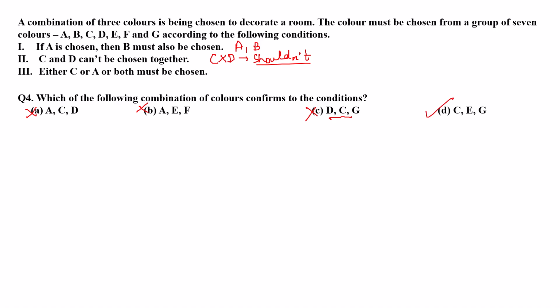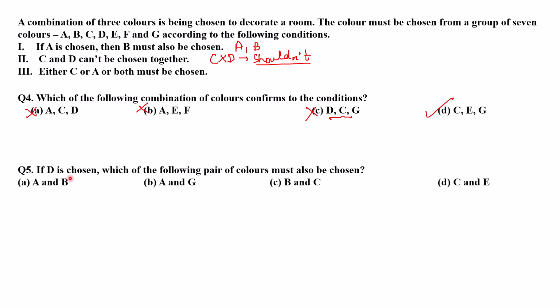And it is satisfying the third criteria also. So either C or A or both should be there. Here C is also there, isn't it? So the correct option is option D. And for E and G there is no information given. So this is also the correct option combination.